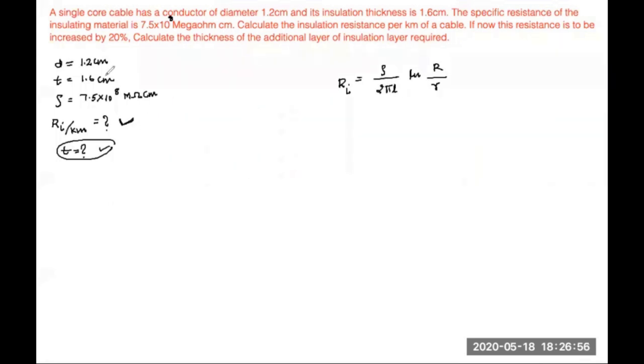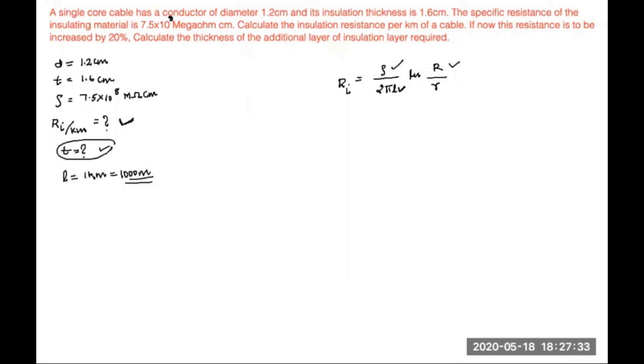Length: calculate the insulation resistance per kilometer of a cable means length is given as 1 kilometer, that is 1000 meters. So that is also given. Are you getting this, students? Rho is given. Per kilometer he has asked, so length is also given. Radius is not given, but diameter is given, so I can convert and express that in terms of radius.